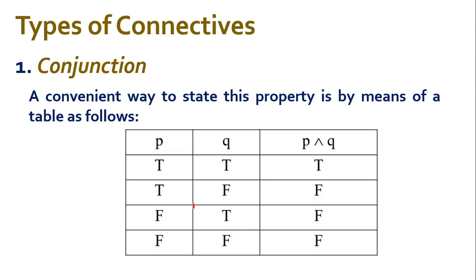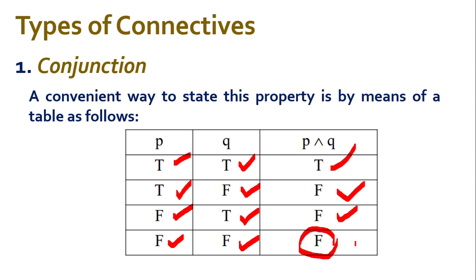For example, kung yung p natin ay true at yung q natin ay true, so p and q is true. Pero kung ang p natin ay true, and then q natin is false, p and q natin ay false. Ayan. If our p is false and then q is true, false yung ating p and q. If p is false and then q is false, and then yung p and q natin ay false din. So, yan tatandaan yung table na yan. Importante yan. So, para at least alam nyo. Di ba?